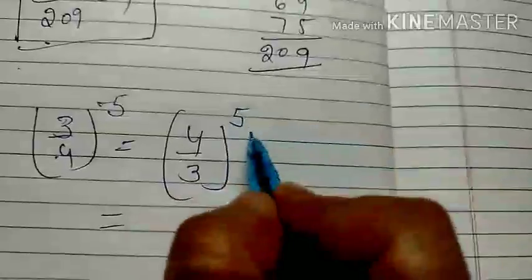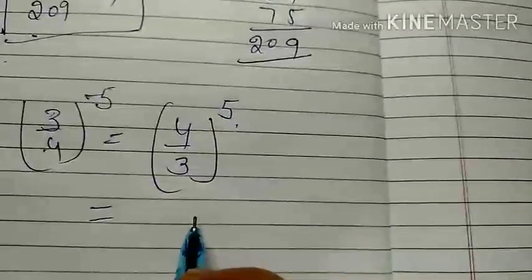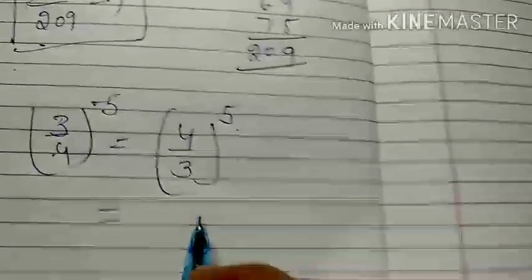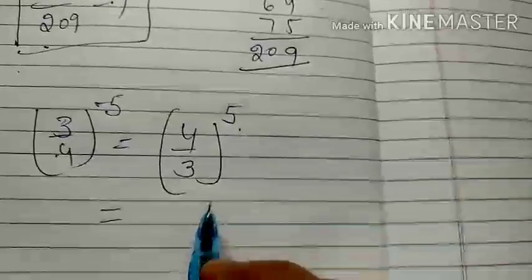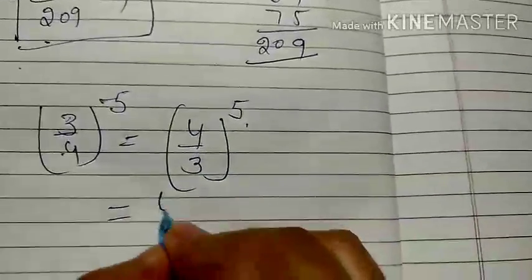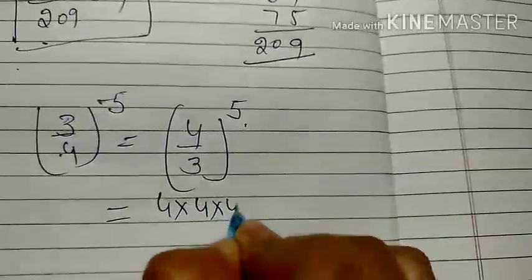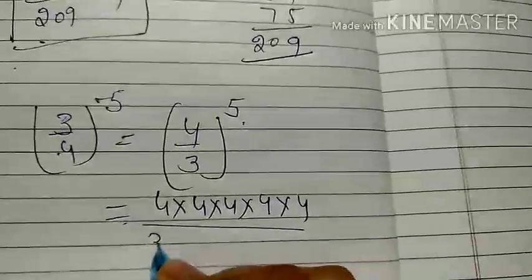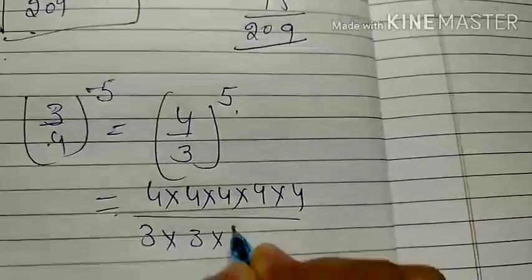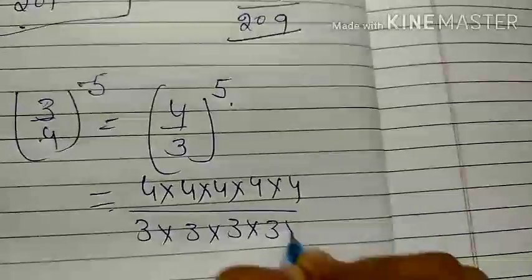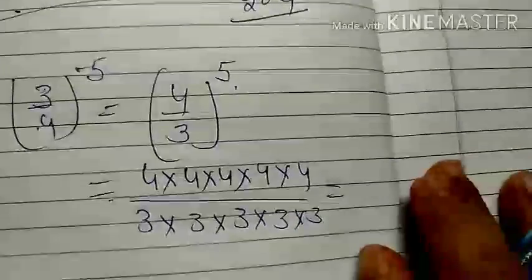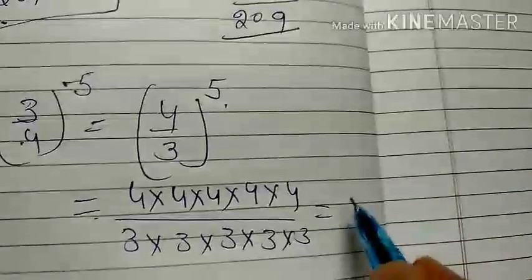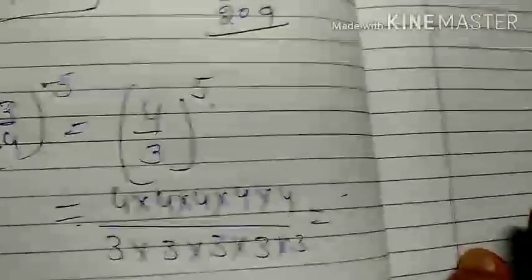So here, if the power is higher, then if you have to evaluate, you have to multiply 4 five times, and 3 you have to multiply again 5 times. After multiplication you will get the answer for the numerator and denominator.